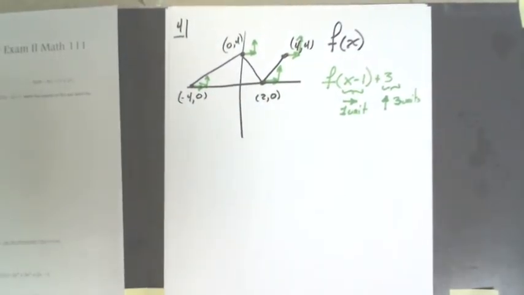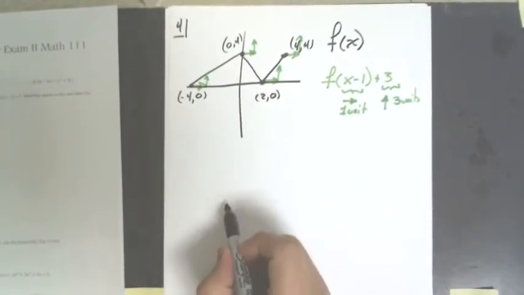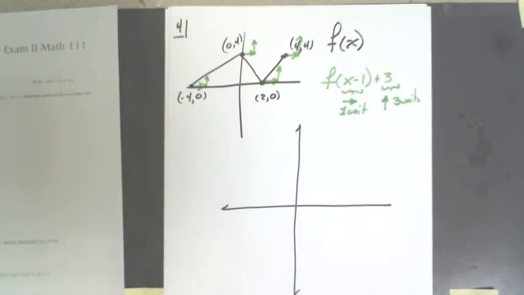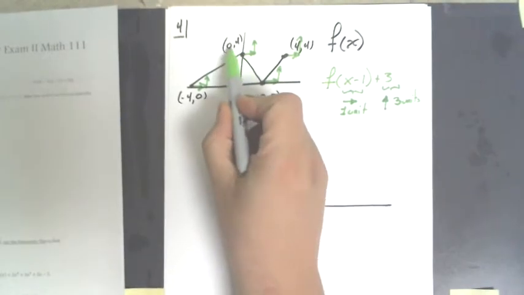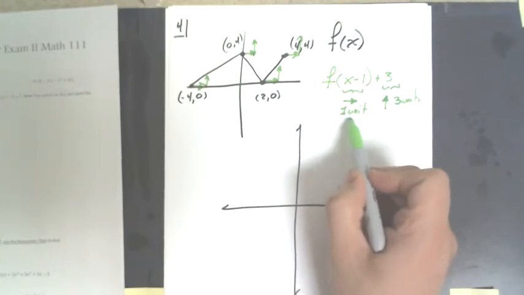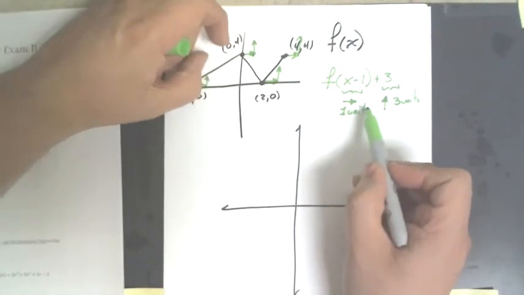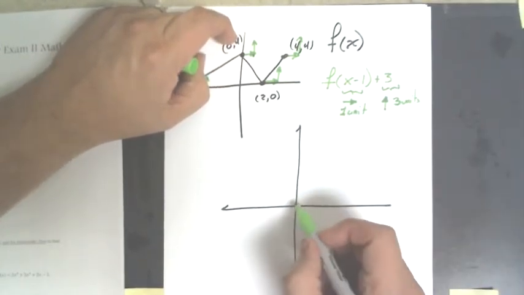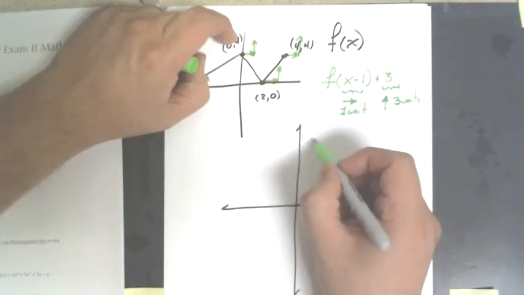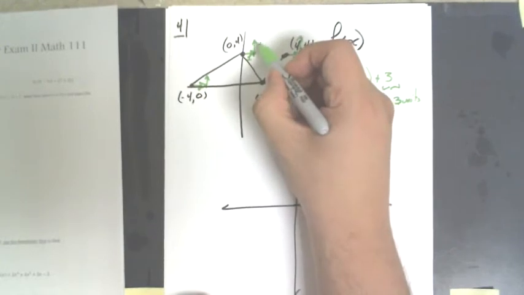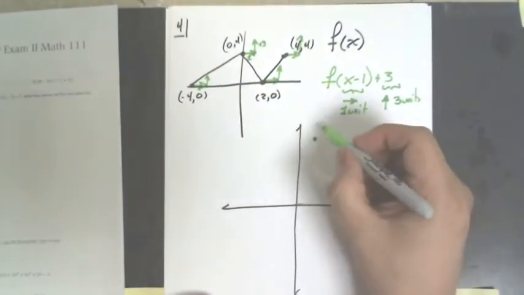So if we try to draw our new graph, it would be nice to have some points to track. So let's go ahead and track some. This point at (0, 4) is going to go over 1, so its x value is going to increase by 1 unit. It's going to go from 0 to 1, and that's going to go up 3. So that y value is going to increase by 3. So it's going to be over at 1 and up at 7. And again, that's just adding 1 to the x's and adding 3 to the y's.